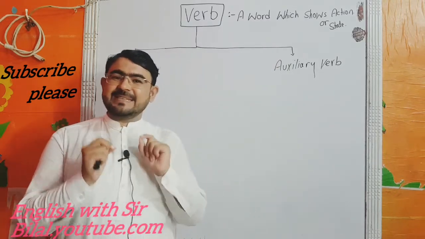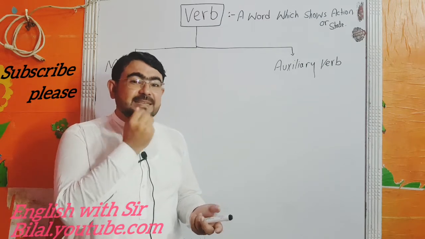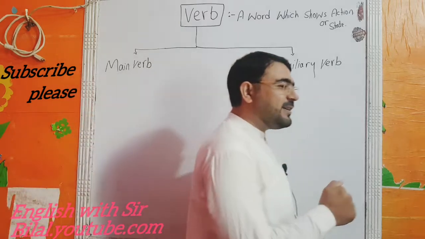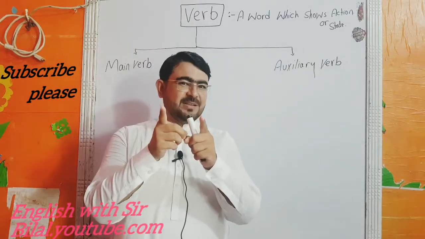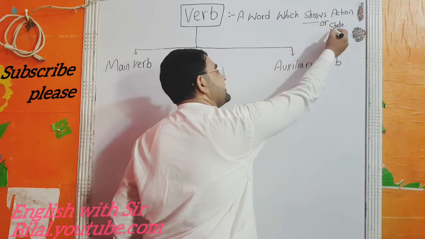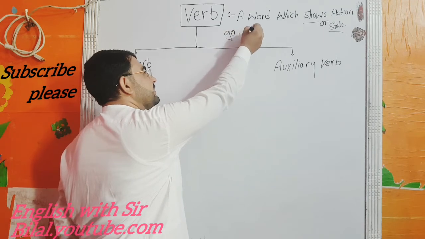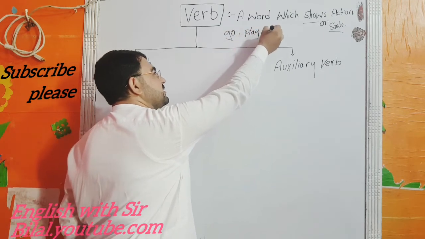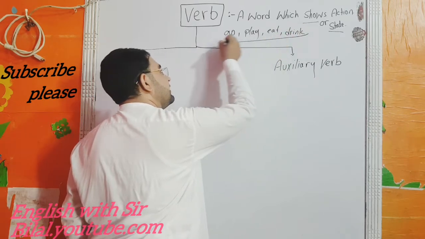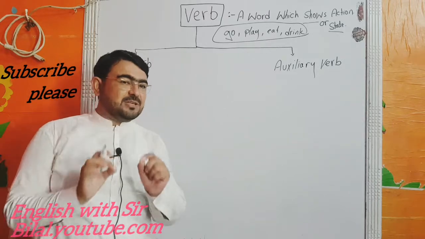Action or state. Now action is, for example, eat is action, drink is action, walk is action, look is action. So a word which shows action or state. Now action, for example, go, play, eat, drink. These are verbs. A word which shows action.